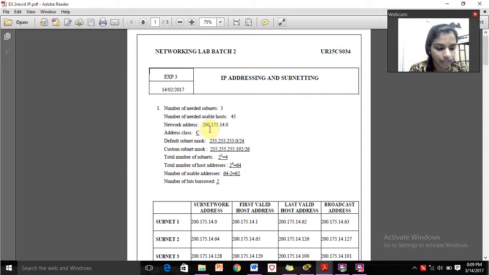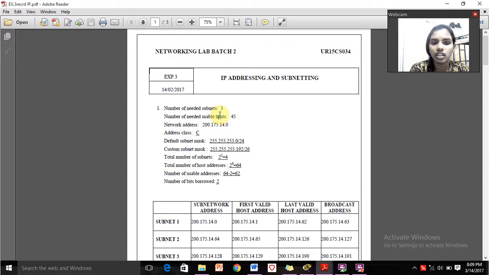For class C, the subnet mask is /24, and the range is from 192 to 223. For class C, the default subnet mask will be 255.255.255.0, and 24 is the subnet mask, and here we have to find out the custom subnet mask.